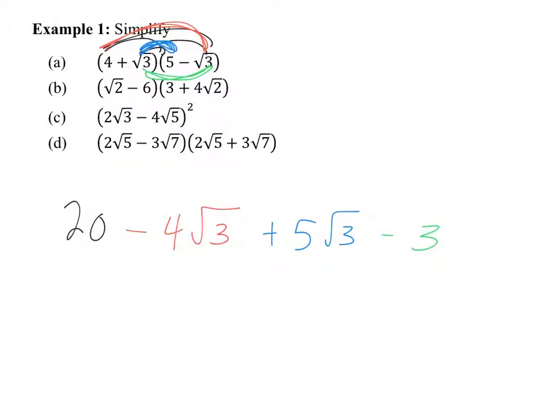Again, take a look at that last part. You have root 3 times negative root 3, so that's going to give me negative, then the root symbol 9, which is just 3, so negative 3 on the end over here. Okay? And then collect like terms. I've got 20 minus 3 is 17, and then I've got negative 4 radical 3, and a positive 5 radical 3 gives me a 1 radical 3.